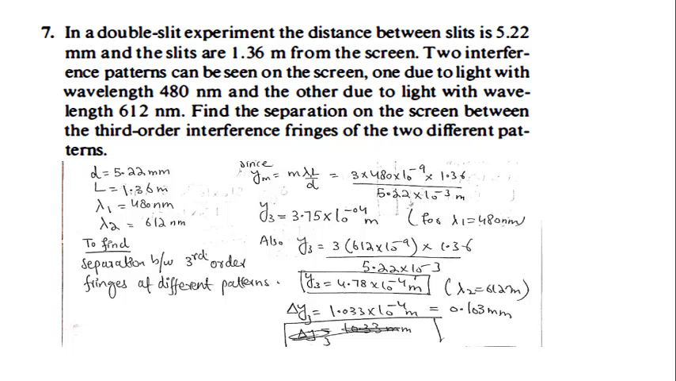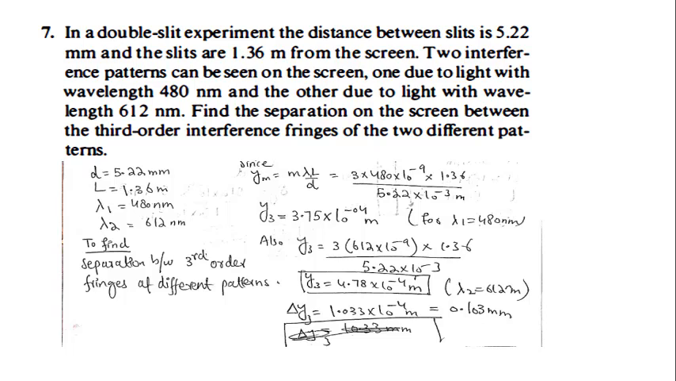Which is basically the capital L or capital D, sometimes we represent it by D. So this is 1.36 meter. Two interference patterns can be seen on the screen, one due to light with the wavelength 480 nanometer and the other due to light with the wavelength 612 nanometers.